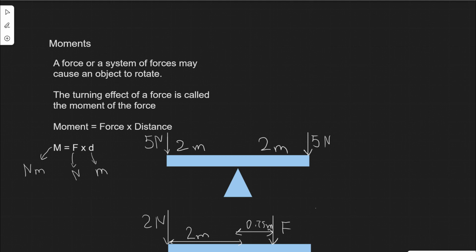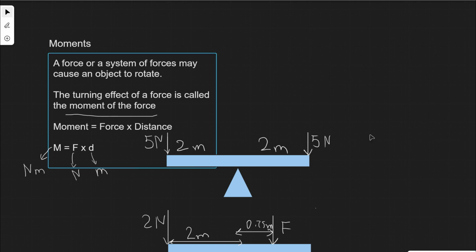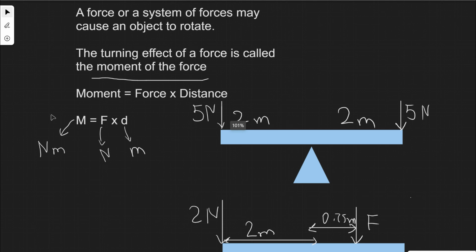Let's talk about moments next. So a force or a system of forces may cause an object to rotate, and this turning effect is known as the moment of a force. The formula for it is that a moment is equal to force multiplied by distance, and symbolically we would write this as M, the moment, is equal to the force times the distance. The unit for a moment is newton meters, whereas the unit for a force is just newtons, and the unit for the distance is meters.